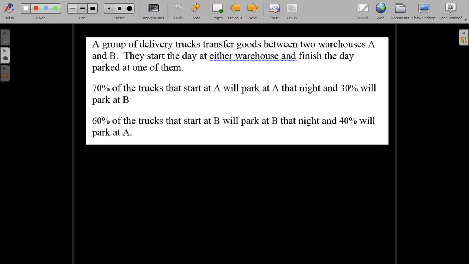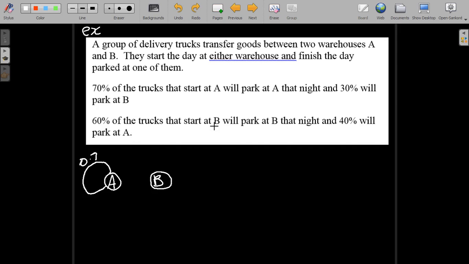Just as an example, we've got a group of delivery trucks transferring goods between two warehouses A and B. They start the day at either warehouse and finish the day parked at one of them. So we've got warehouse A and warehouse B. Assume that at the start of the day, a particular truck is at warehouse A. There's a 70% chance that it does its deliveries and then comes back and parks at warehouse A that night. So 0.7.